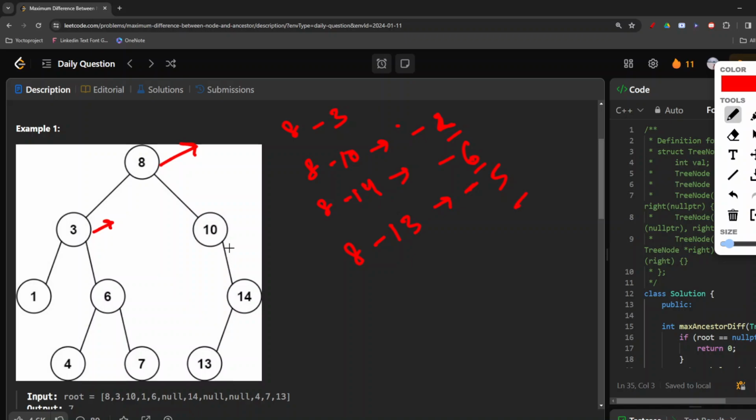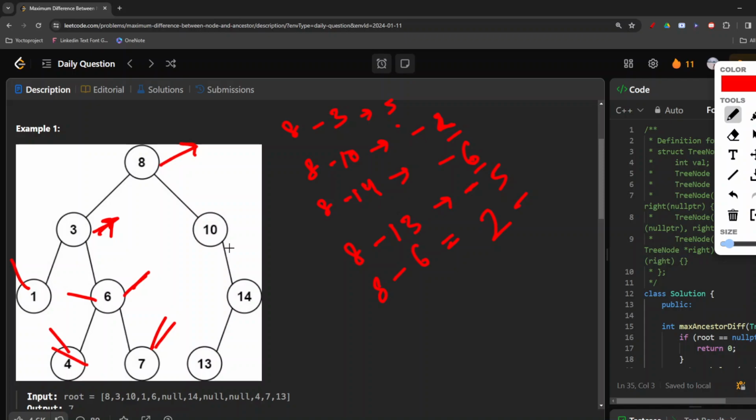Then if we go ahead with 8 minus 3, right? So it would be 5, right? Then if we check 8 minus 6, that would be 2. Like this we are checking each and every node which is there, right? Basically checking all the possibilities which could be there. Not only 8, we check between 3 and 6, and 1 and 4 and 7, right? And then we go ahead with 6 and 7 or 6 and 4. Like that we need to check for each and every node.